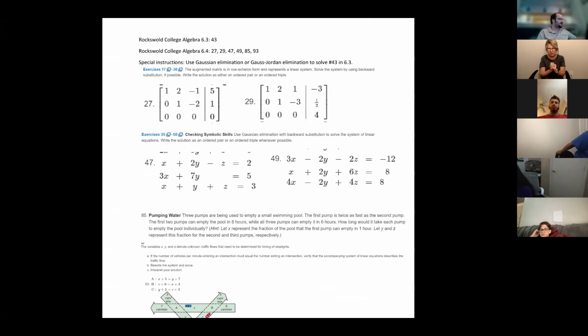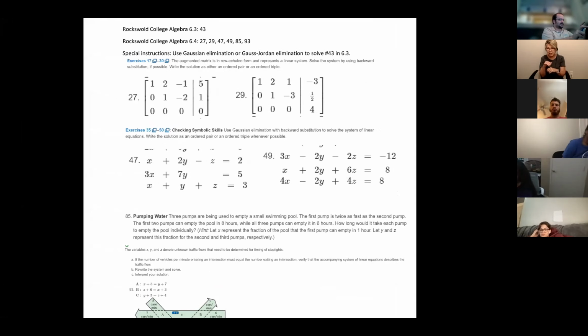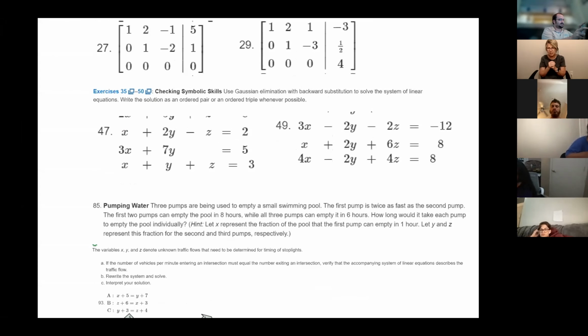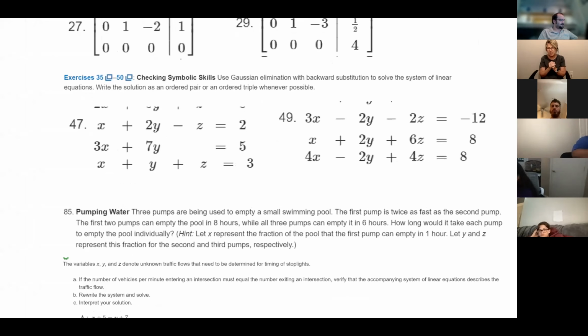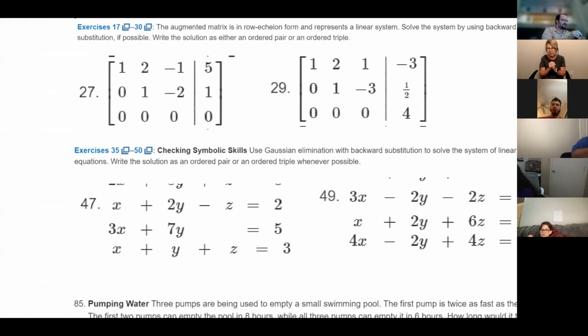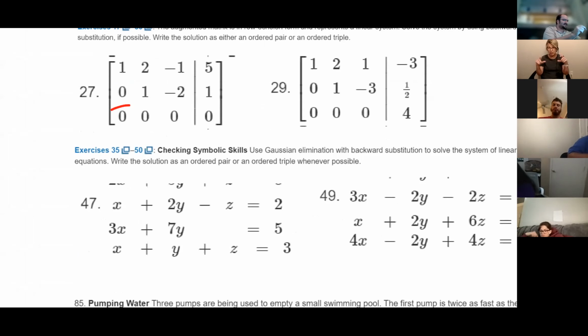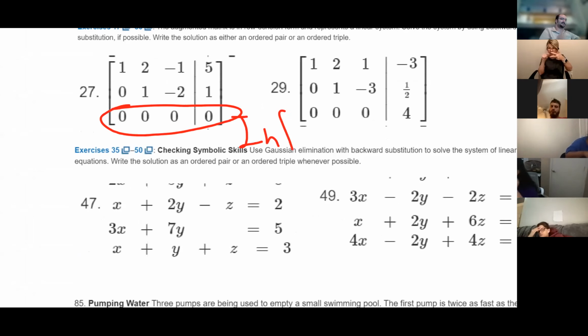First off, how do you know what the solution is? What's the thing that gives it away? The last row, right? We're looking at this last row. I see 0 equals 0. What does that mean? We talked about it. That means there's infinitely many. If I see nothing but zeros, and then there's like a number over there, that's going to give me no solution.